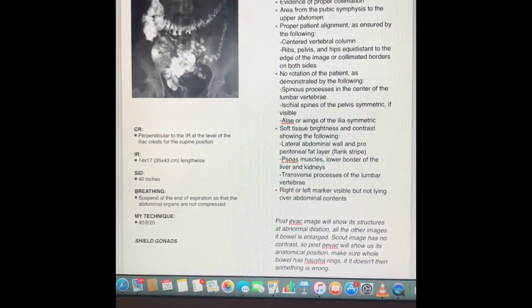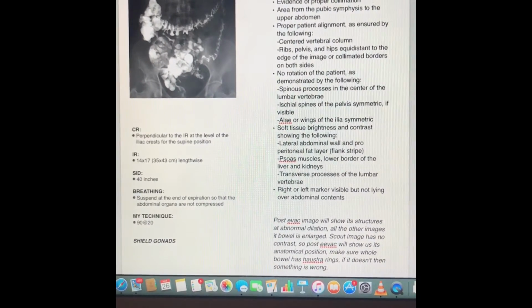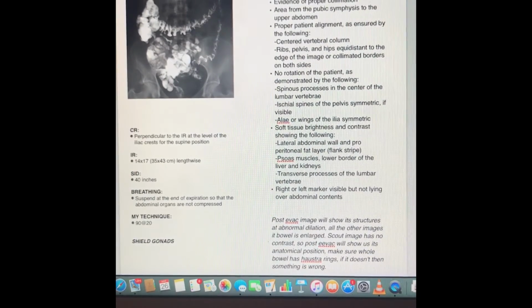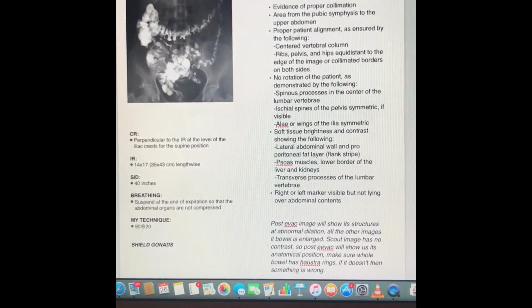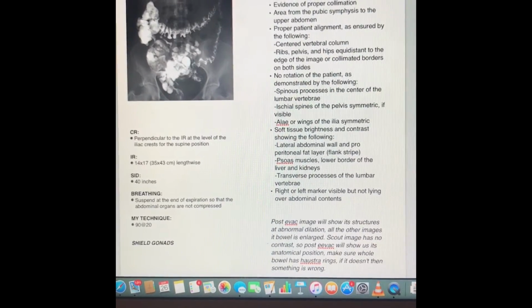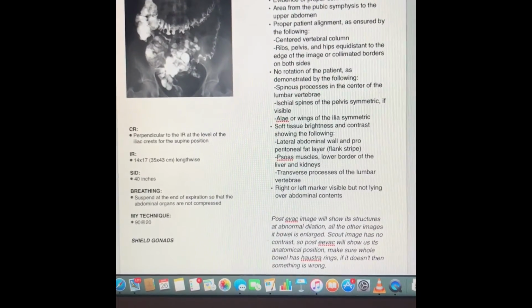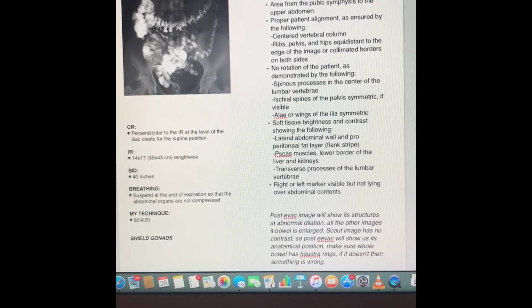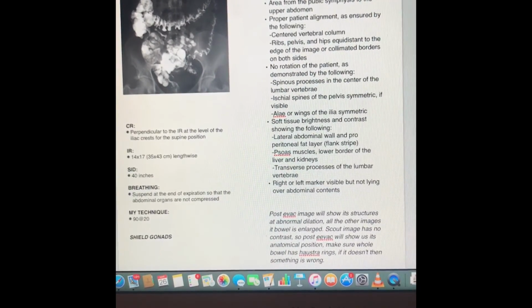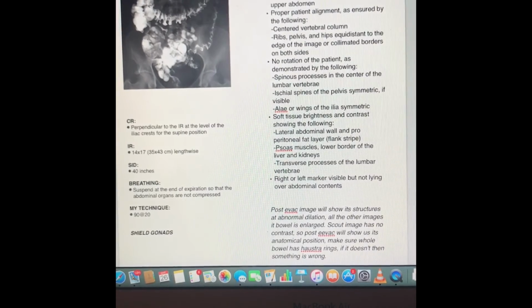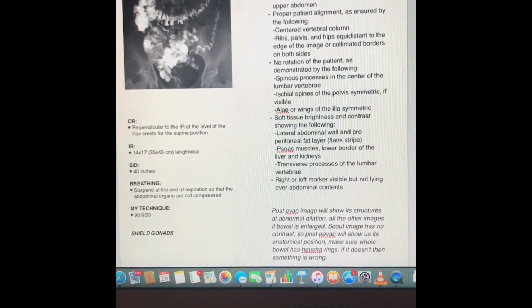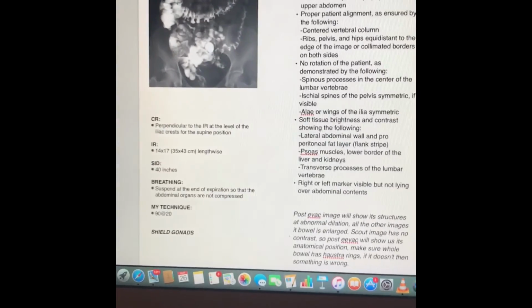My CR for this image was perpendicular to the IR at the level of the iliac crest. For the supine position, IR was 14 by 17 inches lengthwise, SID 40 inches. Breathing suspended at the end of expiration so that the abdominal organs are not compressed. And I used technique of 19-20, and I shielded my patient. Yes, and that's it.